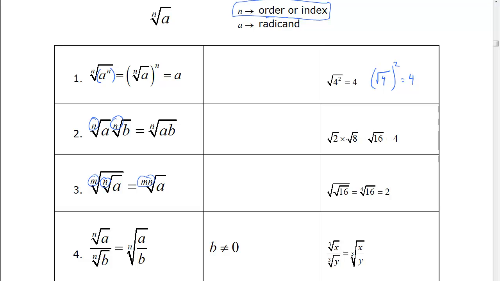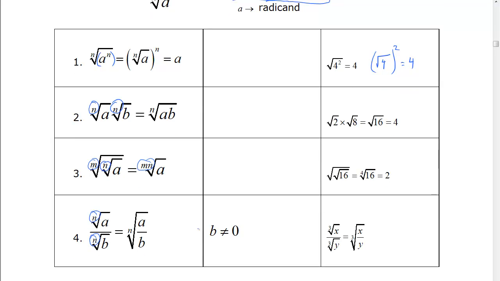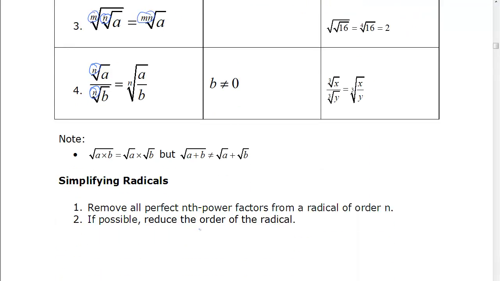And finally, if we're dividing two radicals with the same index here, well, we can just divide inside one big radical. And we do use this rule a lot to break apart or break open the radicals to simplify. And of course, this is only true in the case where b is not equal to 0, because then we'd have something undefined. Notice these rules are all written for multiplication and division.